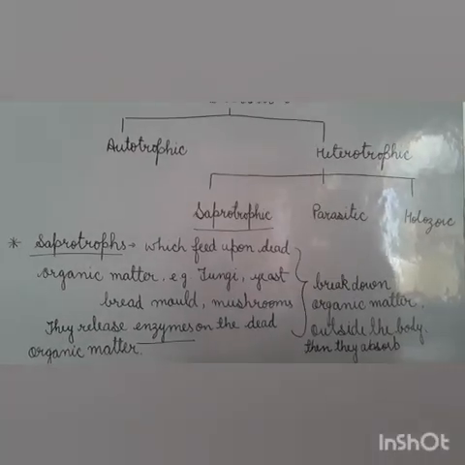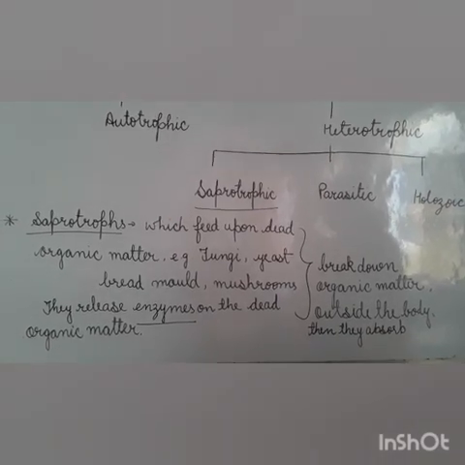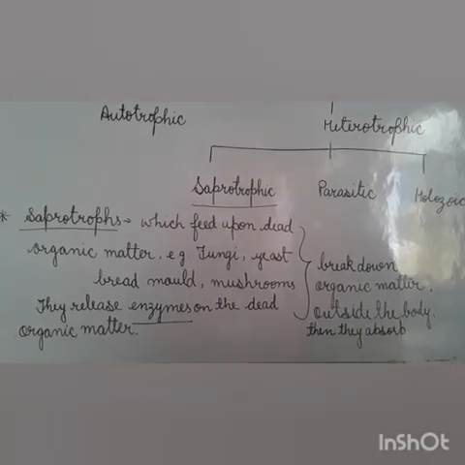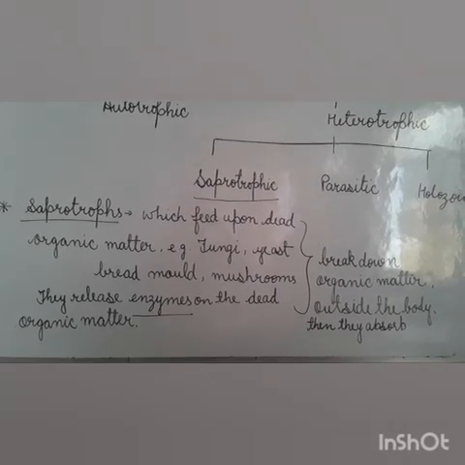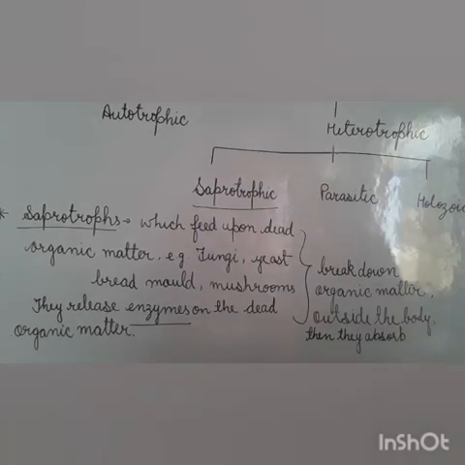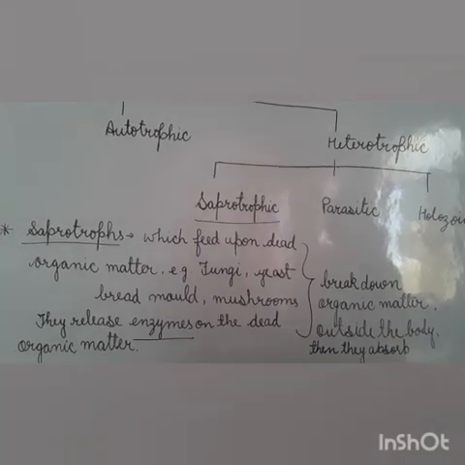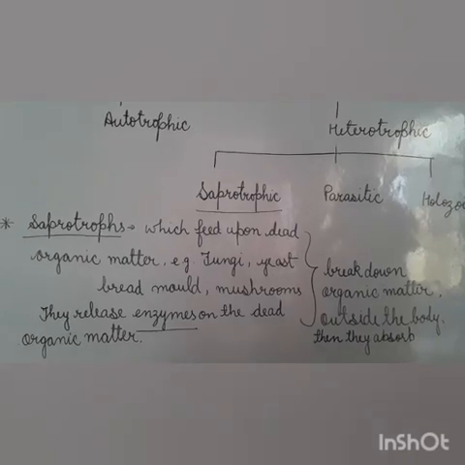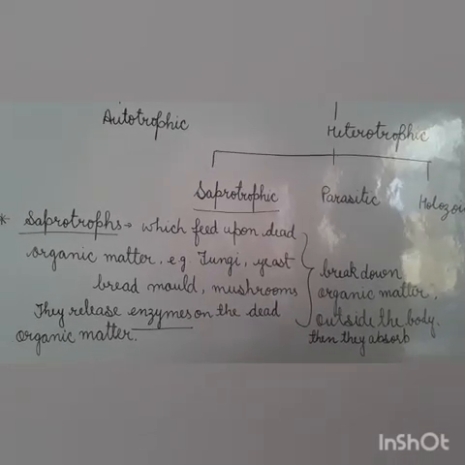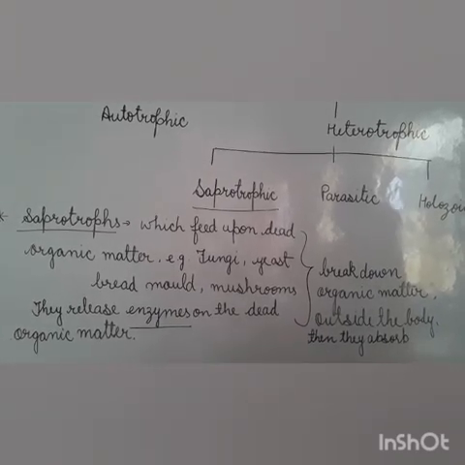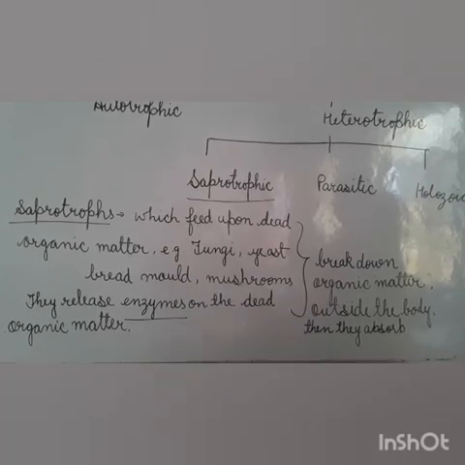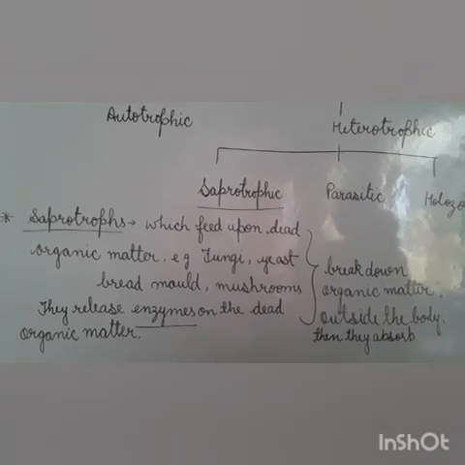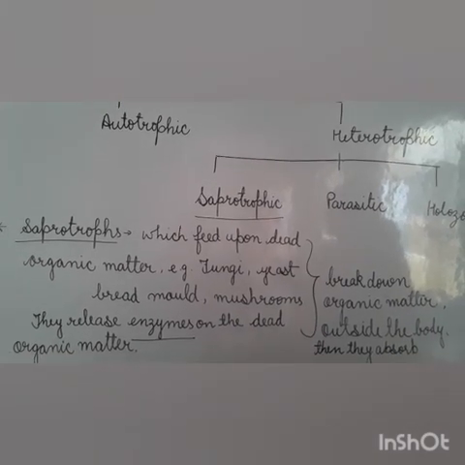So children, now we will study about saprotrophic mode of nutrition. See, first of all we have to understand what saprotrophs are. Saprotrophs are the organisms which feed upon dead organic matter. They are fungi like yeast, bread mold and mushroom. See children, you must have seen, in monsoon when it is wet outside, on a wooden log some toadstools grow, mushrooms grow on it, some brown colored umbrella like structures. They grow on dead and decayed matter.